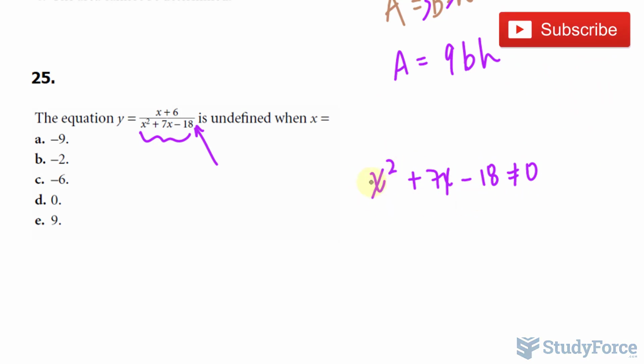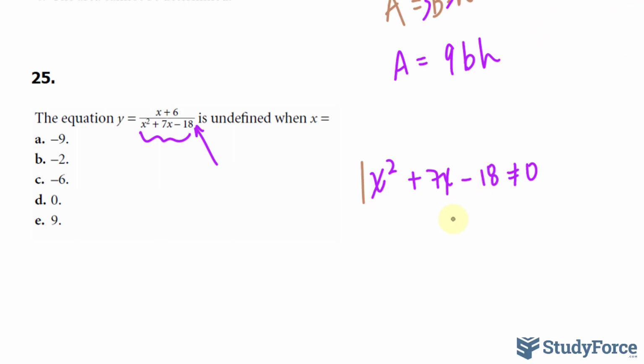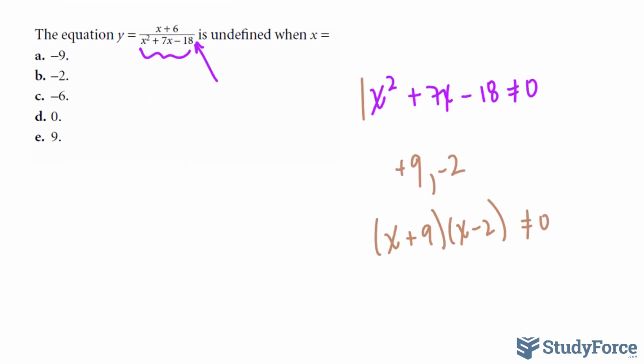This is factorable. There is a 1 at the front, so what two numbers multiply to negative 18 and add to positive 7? It's positive 9 and negative 2. So I'll break this down into factors, positive 9 and negative 2, and let's solve for x. We have x is equal to negative 9 and x is equal to positive 2. Are any of those an option? Yes. We have negative 9 right here and no positive 2. So A is the answer.